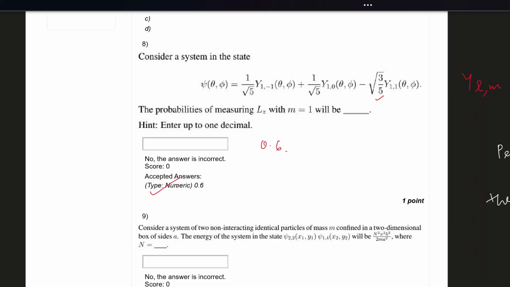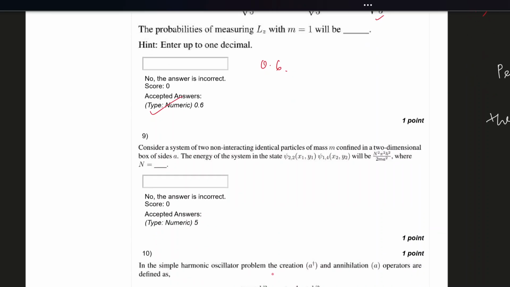Then question number 9 is that consider a system of two non-interacting identical particles of mass m confined into a 2D box of sides a. Then the energy of the system in the state psi 2, 2 x1 y1 and psi 1, 4 x2 y2 will be n square pi square h cut square by 2m a square. Then n is at what value?